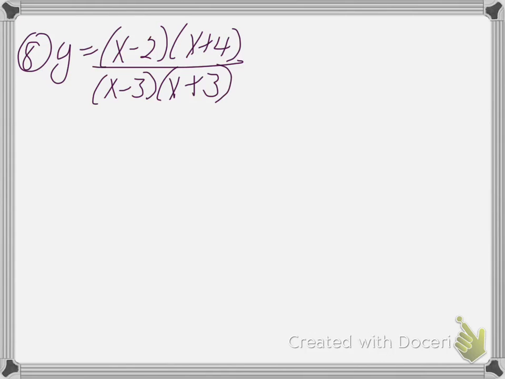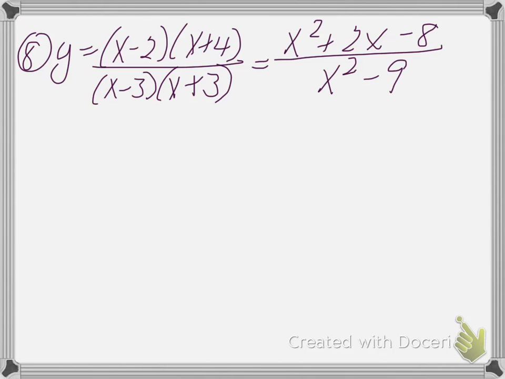So if you wanted to go right into the quotient rule, you could, but then when you take the derivative of the top or the derivative of the bottom, you're going to have to deal with the product rule. I think you're better off multiplying this out. So you get x squared plus 2x minus 8 on top, and on the bottom you get x squared minus 9. Now it's just a simple quotient rule.